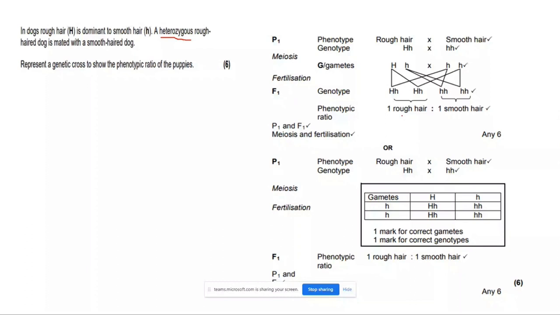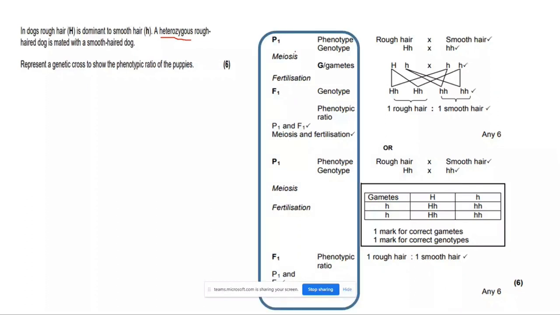If there are any questions, please ask your teacher to assist you, or you can just ask in the chat again. And please remember this recipe, very important. Even if you do not understand the rest of the cross, write down the recipe. You will get 2 out of your 6 marks.